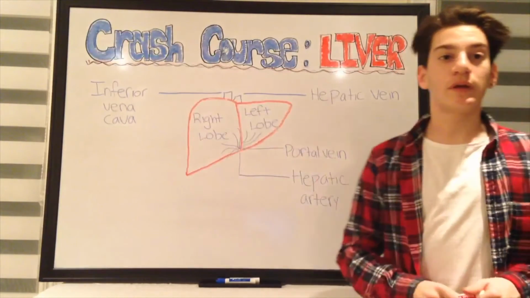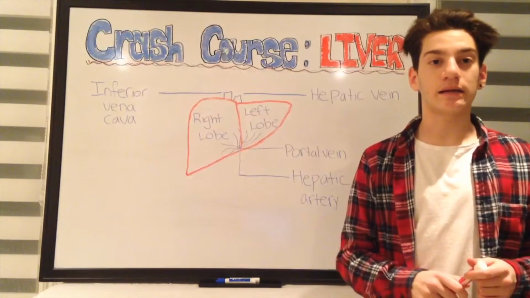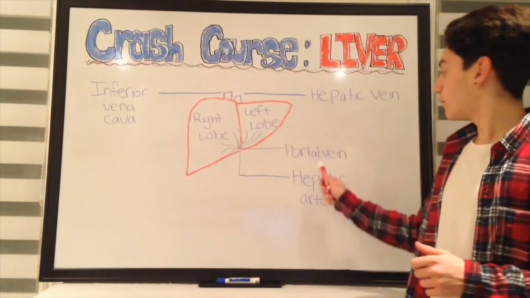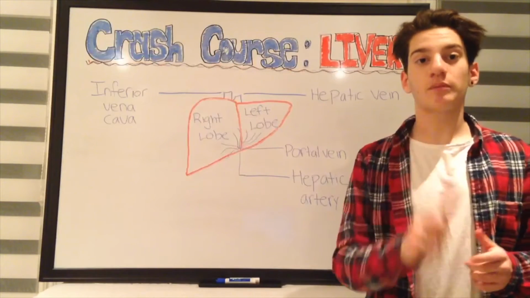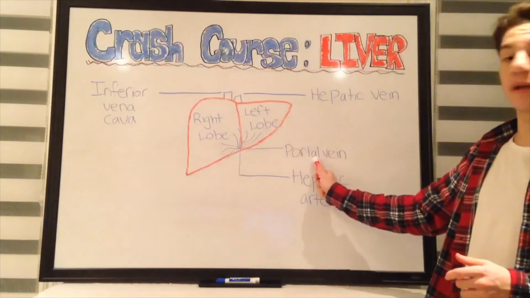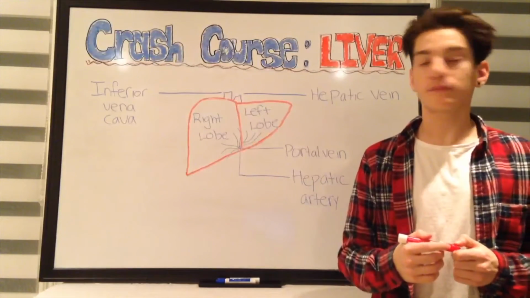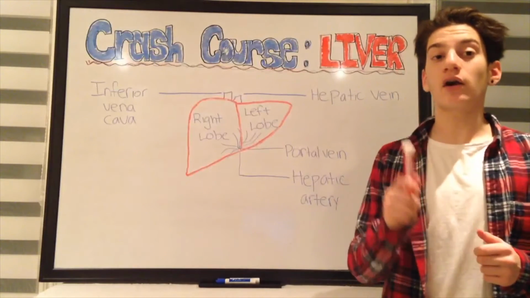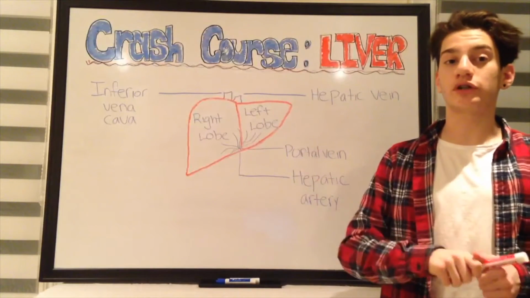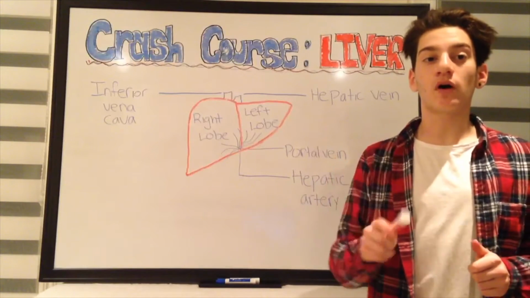Next is your portal vein. Your portal vein carries blood from the spleen, pancreas, and intestine. This blood in the portal vein is nutrient rich but oxygen poor. Let me repeat that. The blood flowing in the portal vein is nutrient rich but oxygen poor. Next, we have our hepatic artery. Our hepatic artery is actually oxygen rich and nutrient poor and is able to carry oxygenated blood from the heart to the liver.